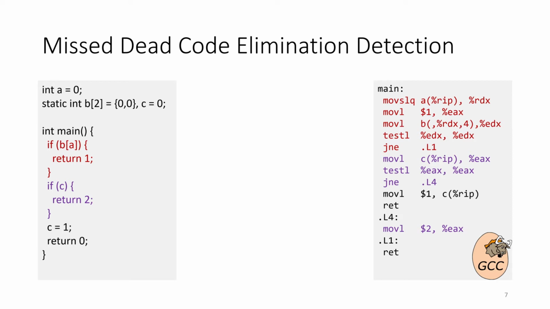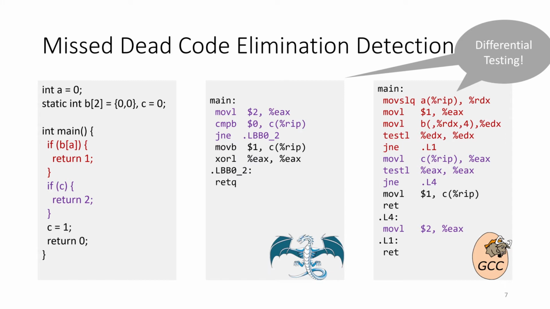But manual inspection is obviously not the solution. First of all, it doesn't scale to large programs, but also it cannot be part of a fully automated approach. But what we can do is use a second compiler, in this case LLVM, and then we see here that LLVM eliminated the first if statement, meaning that it's actually dead.